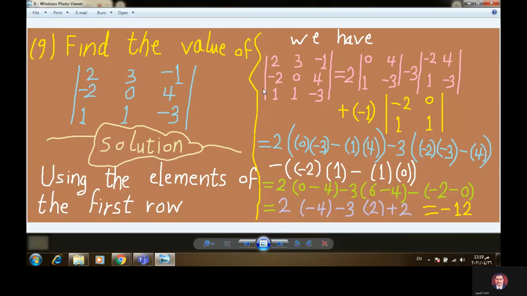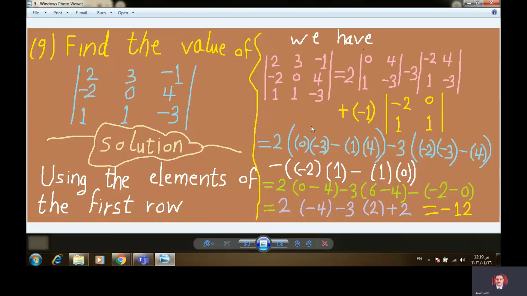The elements here, collect them in this determinant according to the rules of expanding and the rule of signs. Review the rules. And now, expand every determinant.